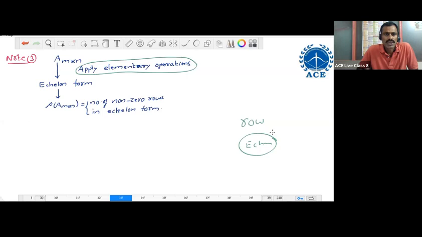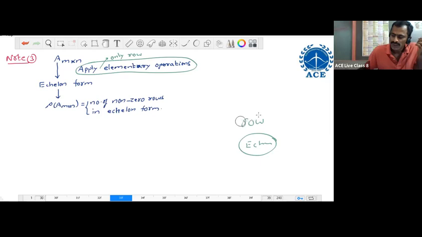Whichever method we apply, row echelon form or column echelon form, both will give the same rank. That is why in general, we always follow only the row echelon form method. That is why here we apply only row operations, because we are using the row echelon form method. If you want to use column echelon form, we should apply only column operations.